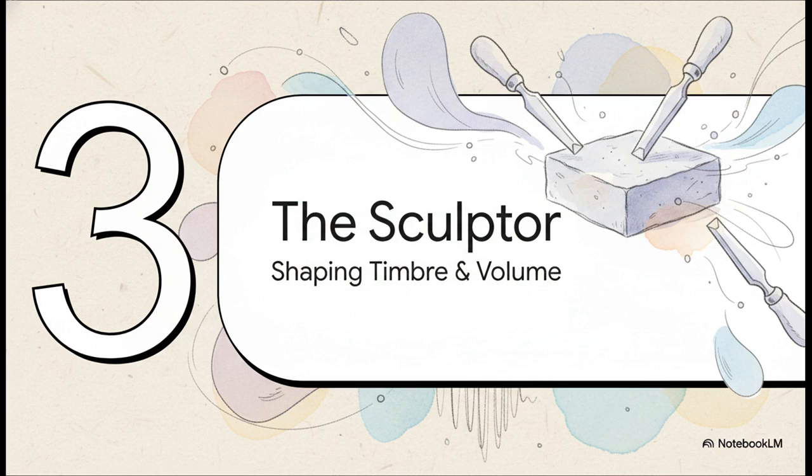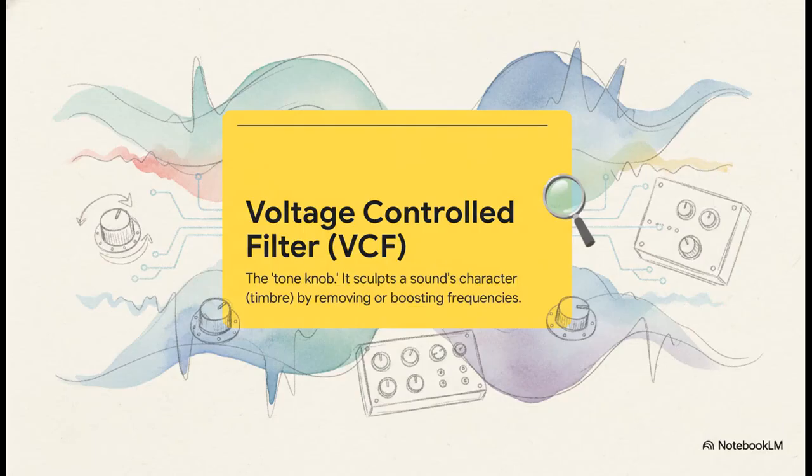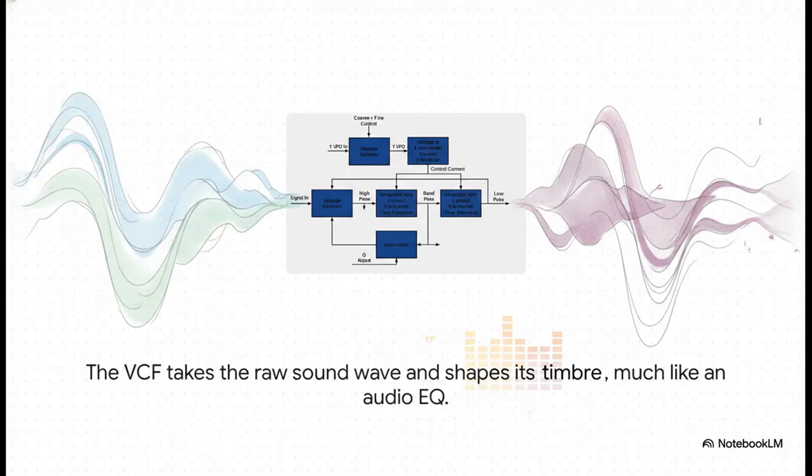To make it musical, we need to start sculpting. So let's move on to the next couple of modules in the chain. These are our sonic chisels. First up, the Voltage Controlled Filter, or VCF. Now, if the VCO creates the raw note, the VCF is what gives that note its character, its personality. It's basically the tone knob on an electric guitar. By cutting out certain frequencies, it can make a sound super bright and sharp or really dark and mellow. This is how we shape the sound's texture, or its timbre. And here's what that looks like in action.